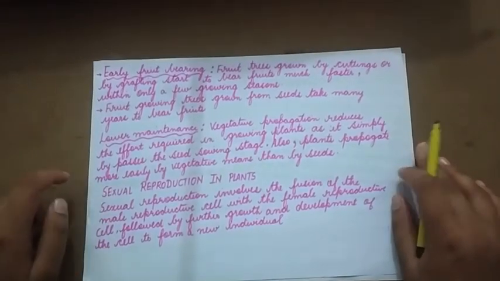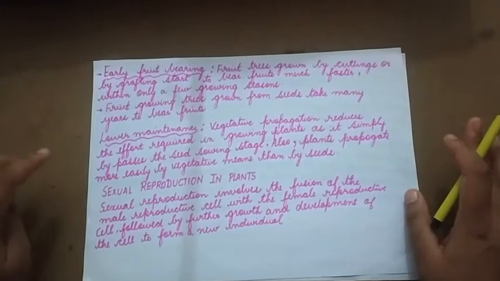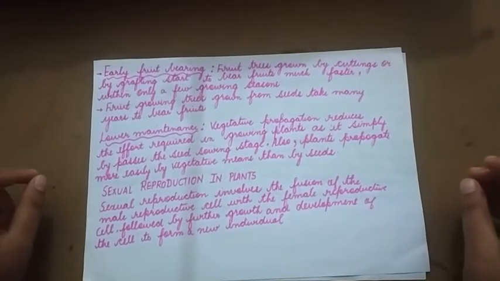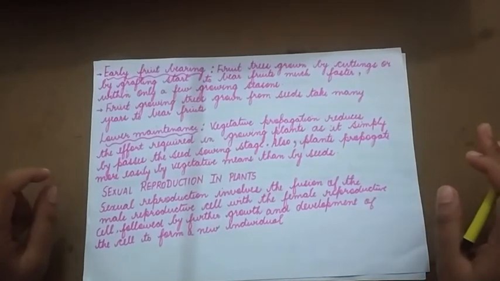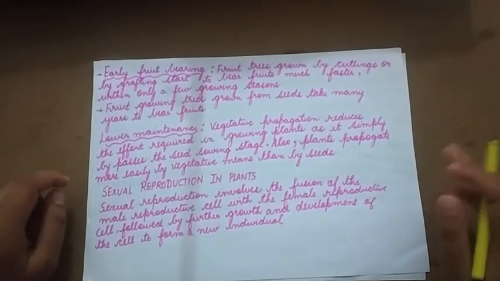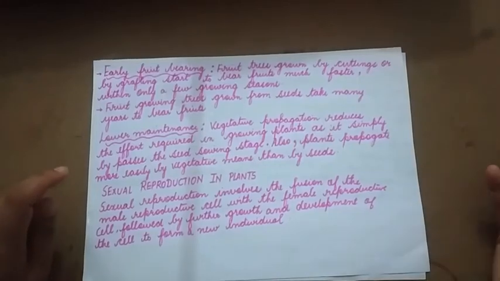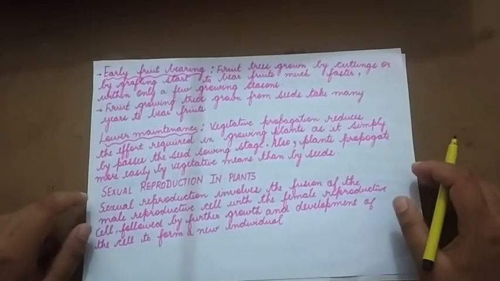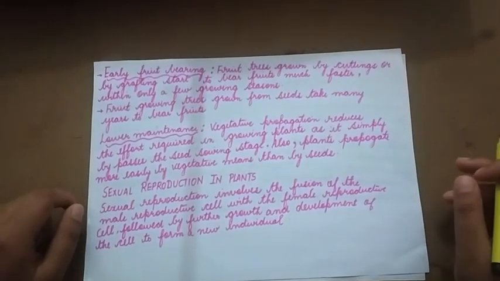Just to give you the definition, it is nothing but the fusion of a male reproductive cell and a female reproductive cell, followed by further development that takes place to form a new individual. That is nothing but sexual reproduction.